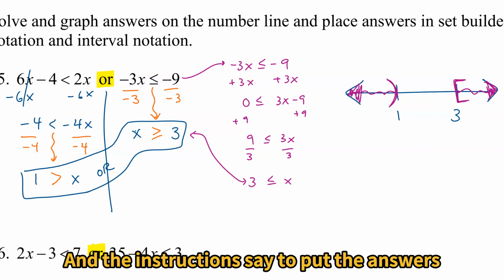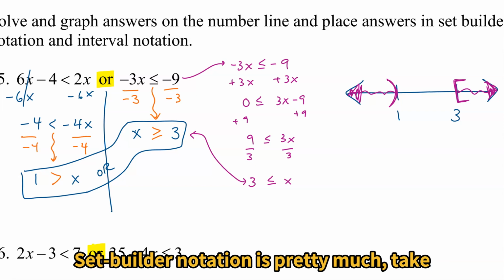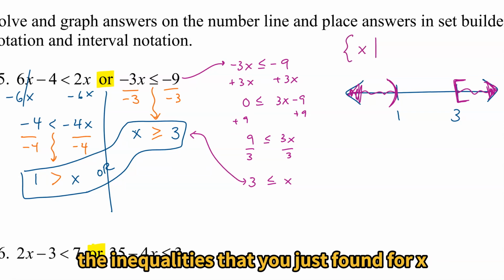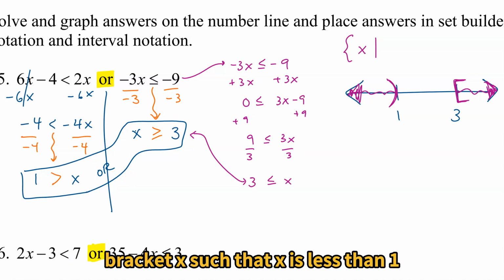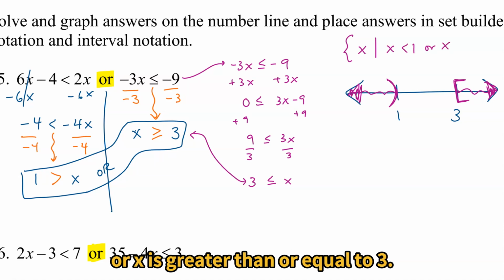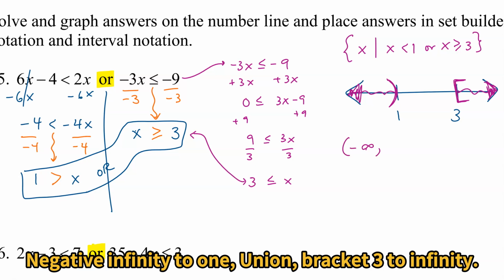And the instructions say to put the answers in set builder notation and interval notation. Set builder notation is pretty much take the inequalities that you just found for x and plop them in the curly brackets. So curly bracket x such that x is less than 1 or x is greater than or equal to 3. There's my set builder notation. Interval notation would be the simplification of the number line: negative infinity to 1, union, bracket, 3 to infinity.